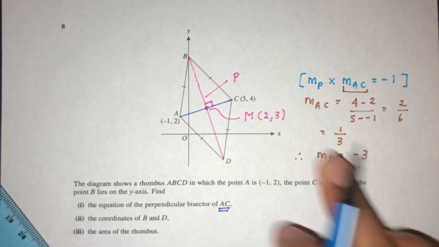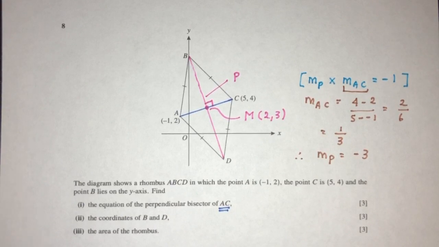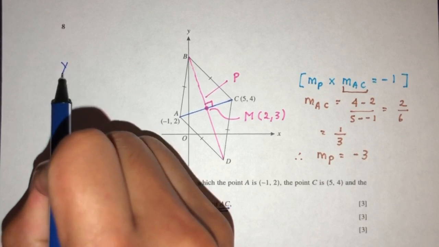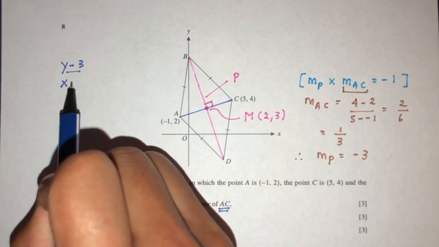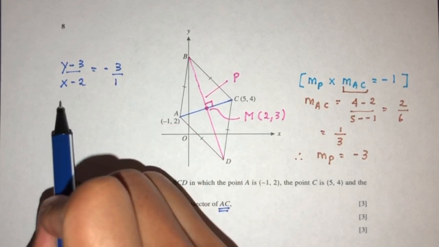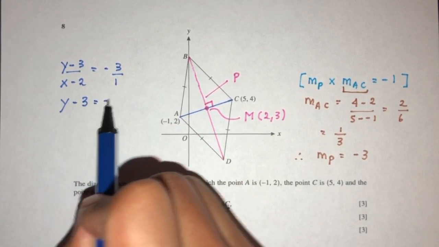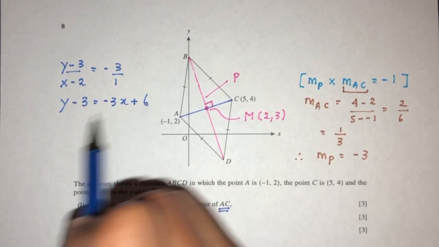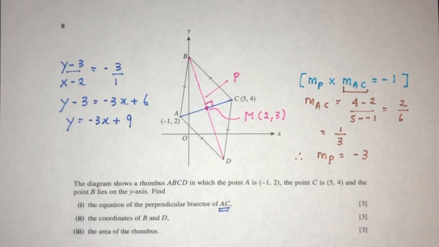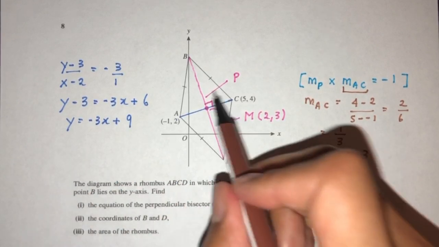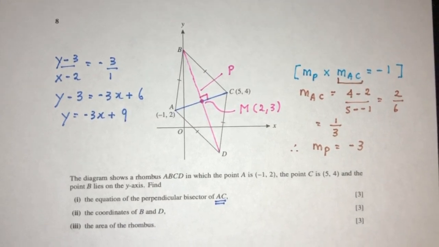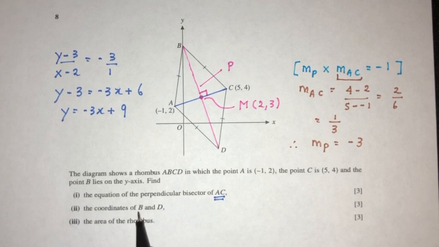So we have the gradient, we have the passing point, we can find the equation pretty easily, right? So y minus... now we can cross multiply. y minus 3 should be minus 3x plus 6, plus 9. Now here you go. This is your line, which is P, the perpendicular bisector of AC. Okay, good to know. Now part 2, we have to find the coordinates of B and D.